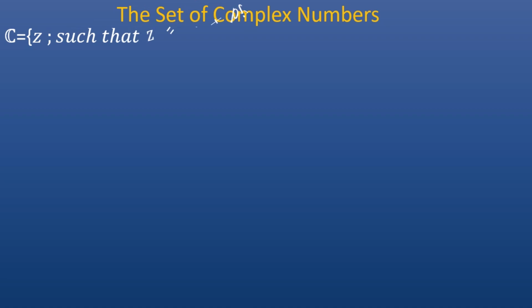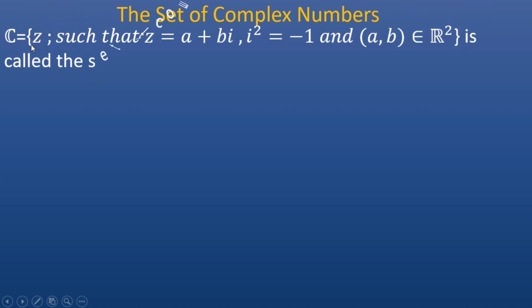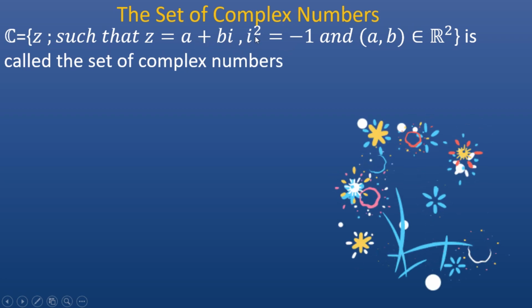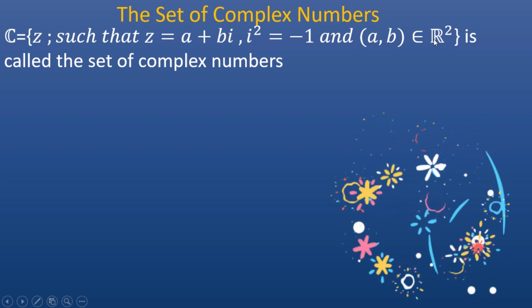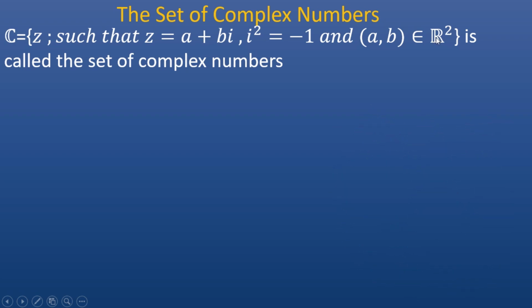The set of complex numbers. The set C is defined as Z such that Z equals a plus bi, i squared equals minus 1, and (a, b) belongs to R squared. The cross of two sets, (a, b) belongs to R squared, is called the set of complex numbers.